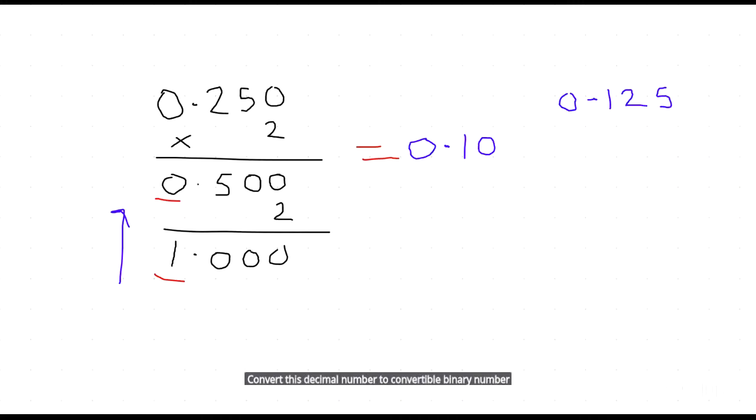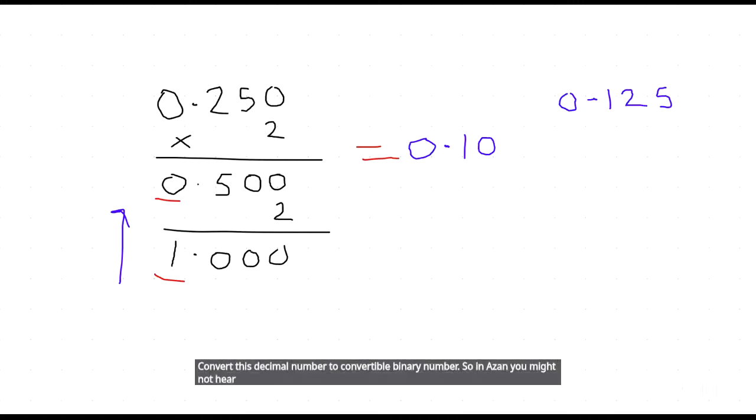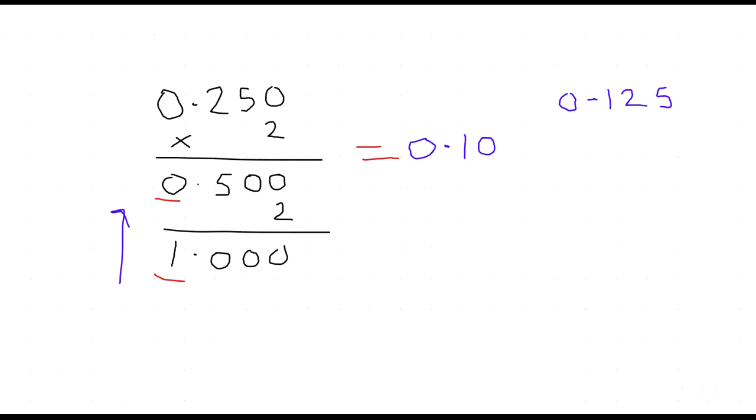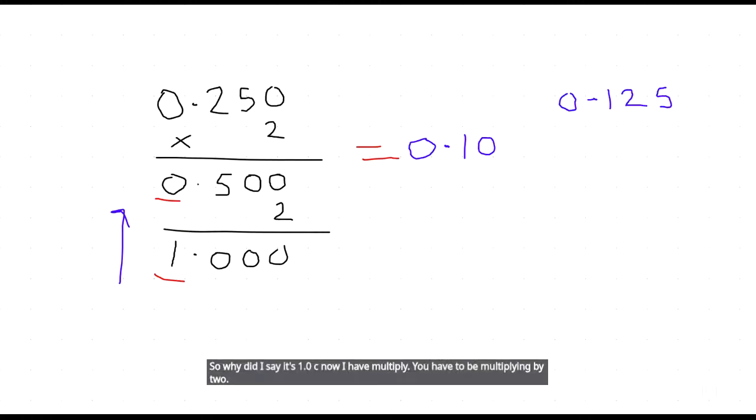So in exam, you might not hear decimal fraction. Who is coming to tell you that it's a fraction? You should know that it's a fraction. So why did I say it's 0.10? See now, I've multiplied. You have to be multiplying by 2. Okay, let me leave it here.